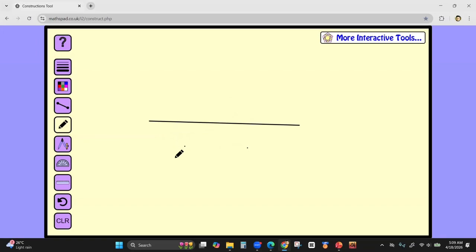Okay. So the question says that the circle has to pass through these 2 points and the center of it has to lie on this straight line. So let us see how to do that. First thing, we have to join these 2 points. Join. And then we have to draw the perpendicular bisector of it. We know how to draw a perpendicular bisector, right?